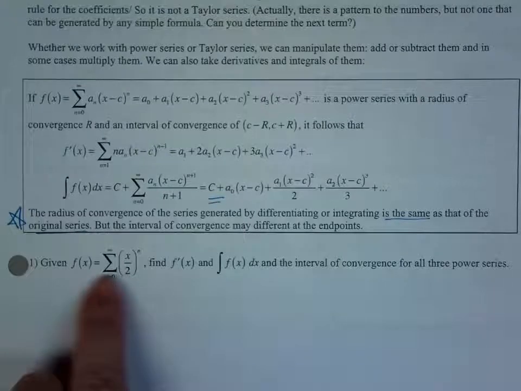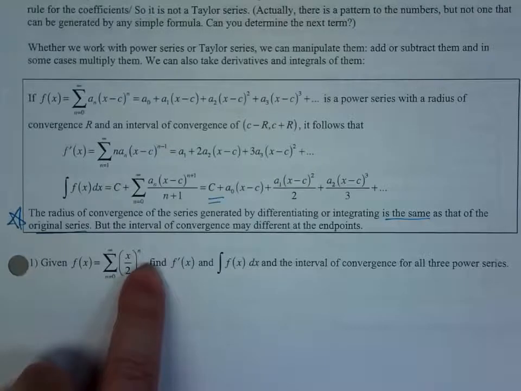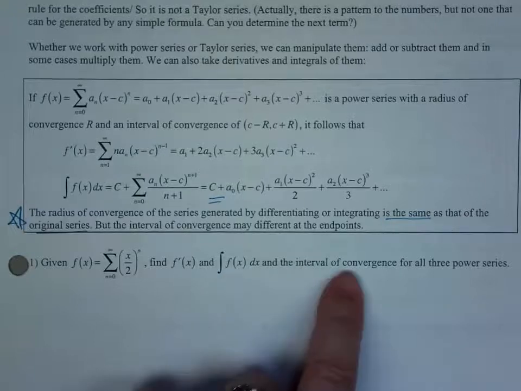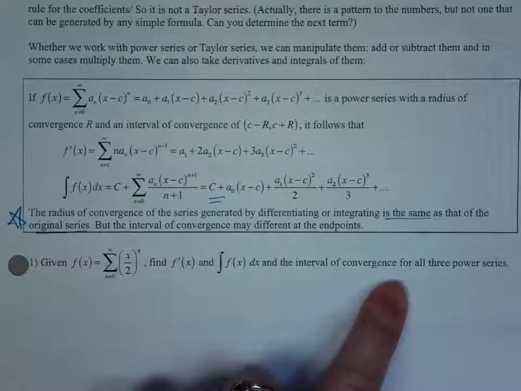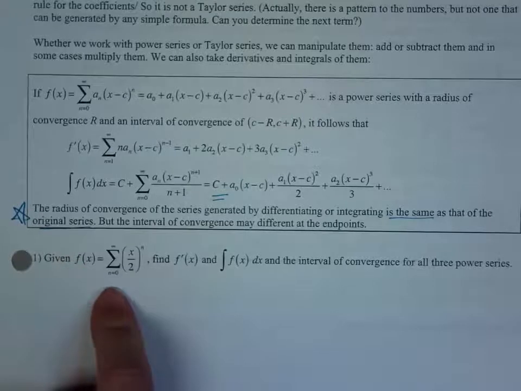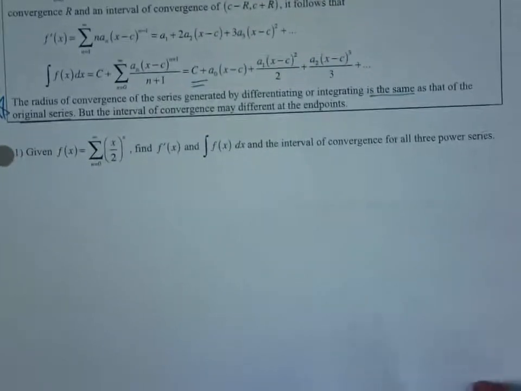So here is our Taylor polynomial right here, x over 2 to the n. Find the derivative and the antiderivative and the interval of convergence for all three power series. Okay, since we already know the function for this, let's use this one to find r and the interval of convergence for the original equation. So let's move this up.